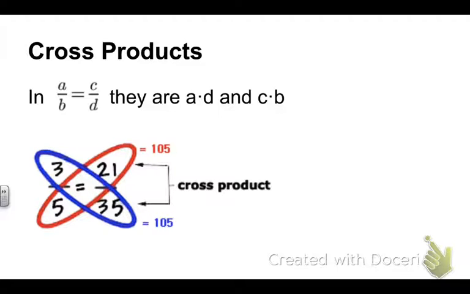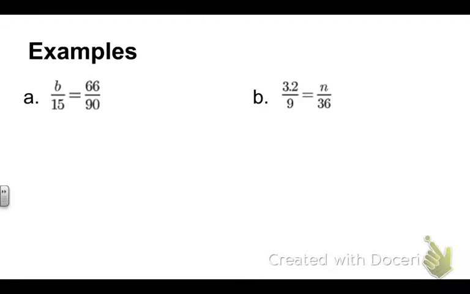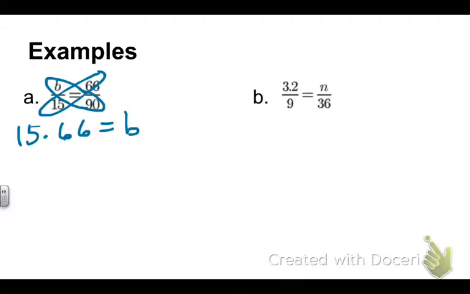You can also check it how we've been doing this for the past month and a half. 3 times 7 is 21, and 5 times 7 is 35. They're equivalent. All right, so a couple of examples for us here. B over 15 is equal to 66 over 90. Find B. All right, so cross multiply. So we're taking 15 times 66, and that is equal to B times 90.